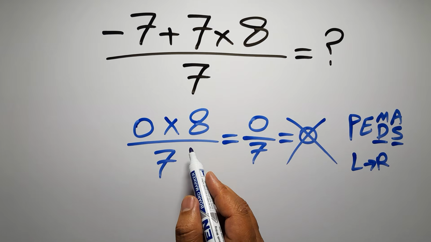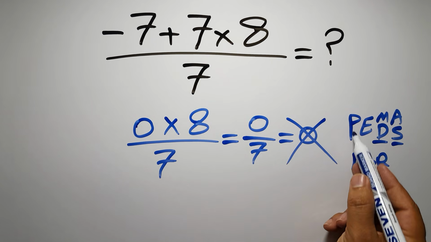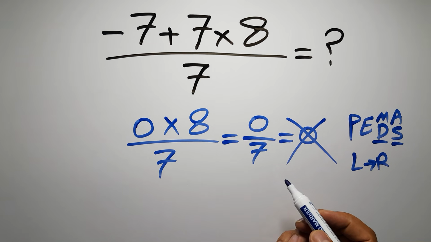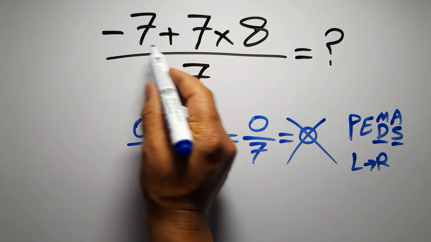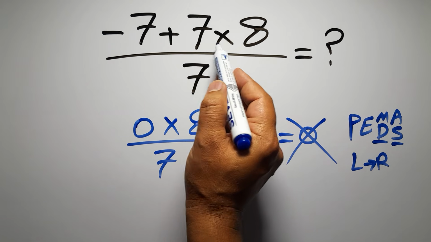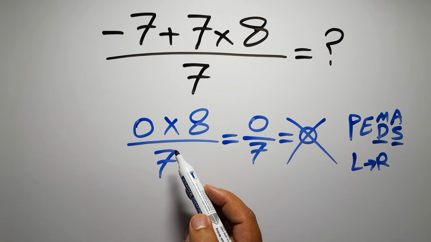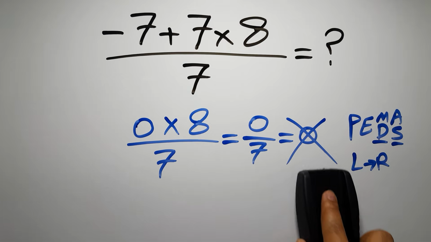In the numerator, we have one addition and one multiplication. According to PEMDAS, multiplication has higher priority than addition, because multiplication comes before addition. So here in the numerator, first we have to do this multiplication, then this addition. If we do this addition before this multiplication, it is wrong.